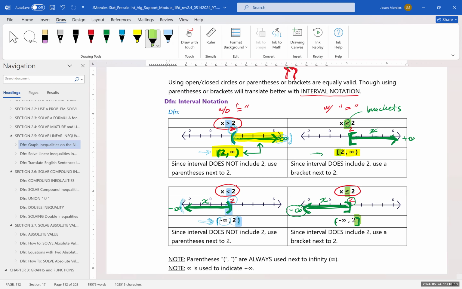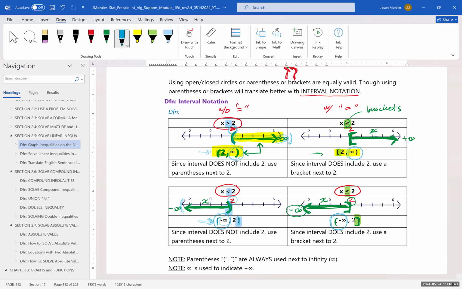But also notice something that did not change. Regardless of the interval, we always had parentheses next to the infinity sign.